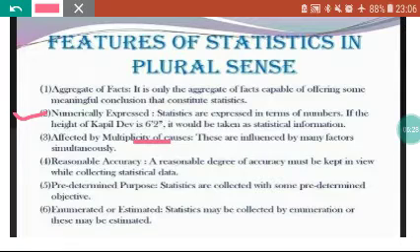So these many things are there. Then it gives reasonable accuracy. We can rely on its accuracy. Okay, so these are the features of statistics.